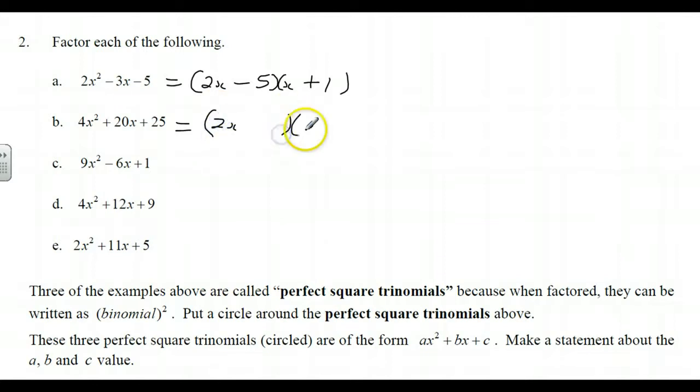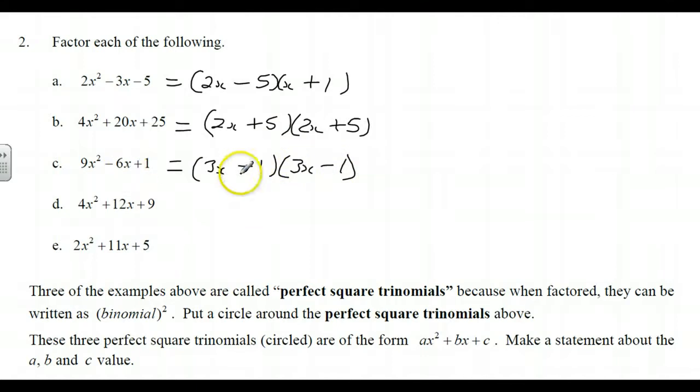This is going to be 2x and 2x. Everything's positive. That's a plus. That says both factors have the same sign. This says they're both positive. 4x squared plus 10x plus another 10x is 20x plus 25. And 3x. Darn, you're good. 9x squared minus 3x minus another 3x is minus 6x plus 1.